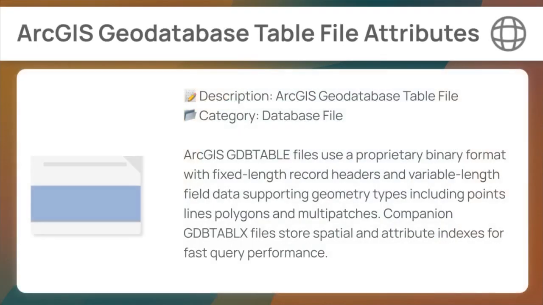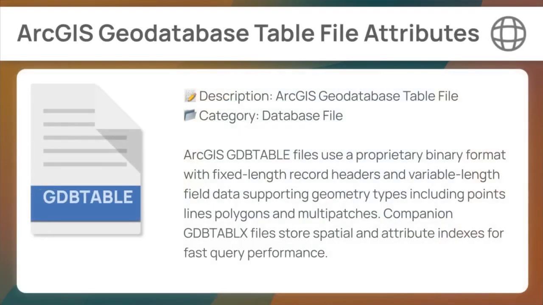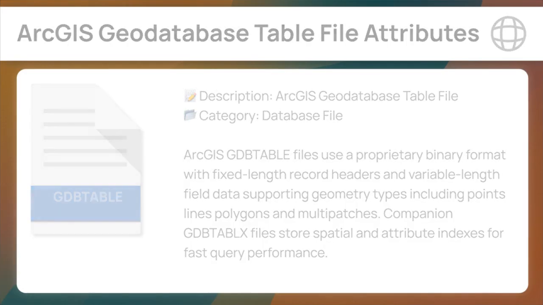ArcGIS GDBTABLE files use a proprietary binary format with fixed-length record headers and variable-length field data, supporting geometry types including points, lines, polygons, and multipatches. Companion GDBTABLX files store spatial and attribute indexes for fast query performance.